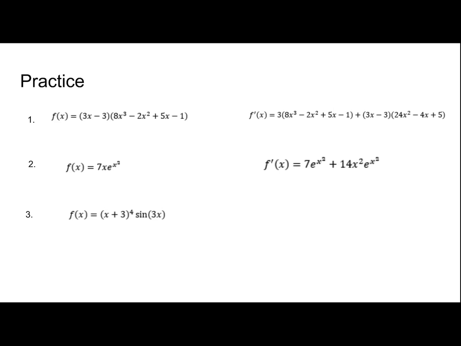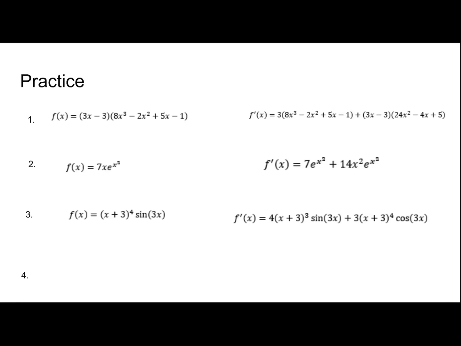So once again, if we just combine these parts using the product rule, we'll get that f dash of x equals 4 times (x + 3)^3 times sine 3x plus 3 times (x + 3)^4 times cos 3x. And that should be our final answer.